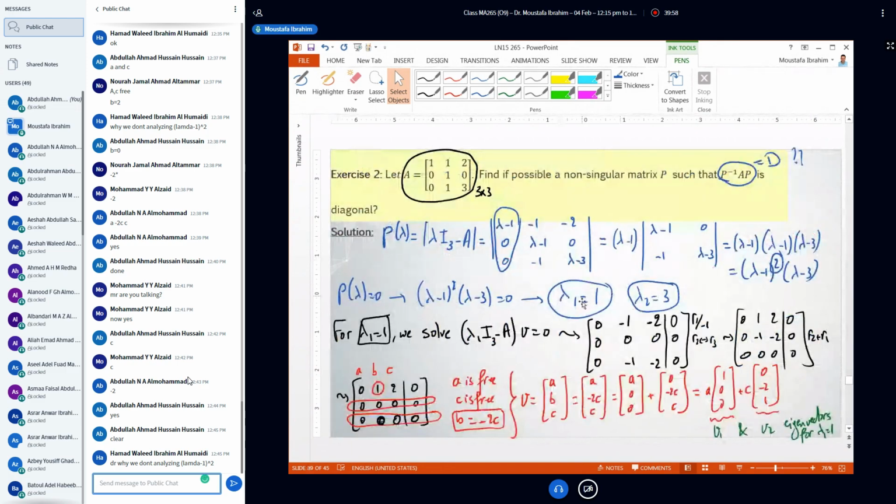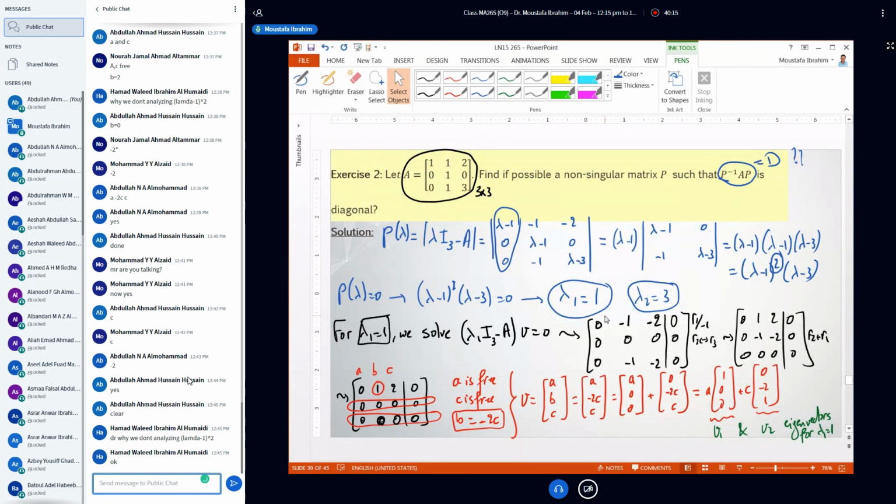Yes, we did it here: lambda equal 1, look. We get two vectors. Since here we have two, we have a possibility to get two vectors here. Okay, Hamad? We can get 1 or we can get 2, no problem. We can get a maximum of 2, either 1 or 2.